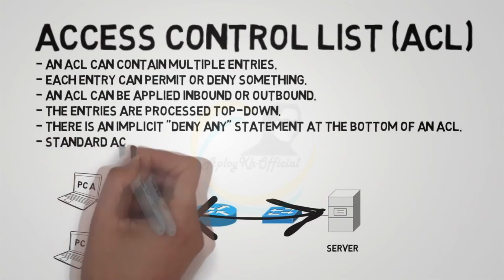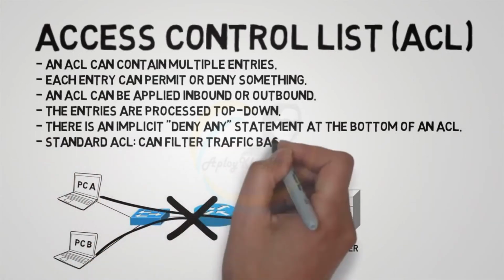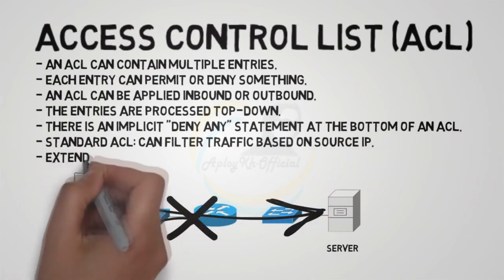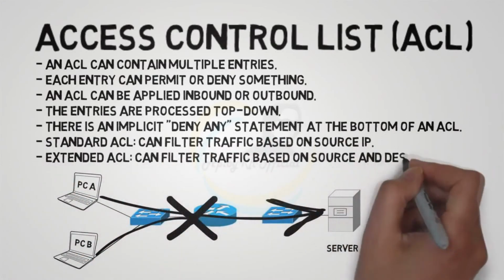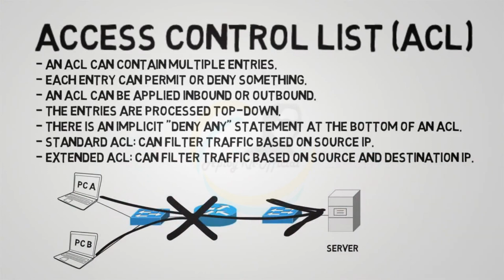And we've got a couple of types of access control lists. We've got standard and extended access control lists. With a standard access control list, we can permit or deny traffic based on source IP address information. With an extended access control list, we can be more granular. We can pay attention not just to the source IP address, but also to the destination IP address. Let's take a look at how to configure some of these ACLs, beginning with a standard ACL.